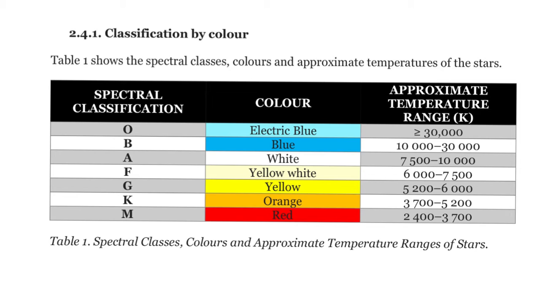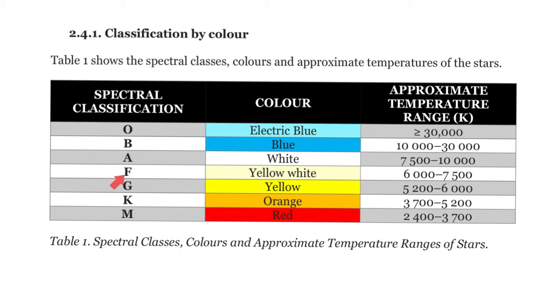Then we have B, these are blue stars, and their surface temperature ranges from 10,000 to 30,000. So we can see that's quite a broad range of stars. We find what we call blue giants in the universe. We'll talk more about this later on, and they are very, very hot. We have A, these are white stars. They have an approximate surface temperature between 7,500 Kelvin to 10,000 Kelvin. We have things like white dwarfs that we find in the universe. They would fall into that class.